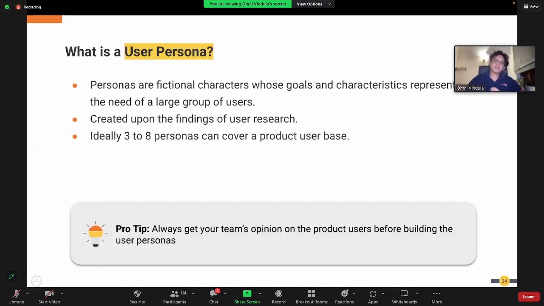So what is a user persona? It is a fictional character that represents the needs of a large group of users. Ideally, this should be a character which has the problem that you have identified in the first place. It's a fictional character which has that problem, and we need to develop these user personas so that it's easier for us to relate.